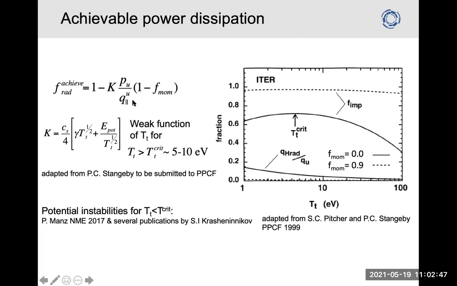And then comes again here this momentum loss factor. You remember we had it before when we said we need to reduce the pressure. So the achievable radiation without any momentum loss would just depend on this relation and this weak function of target temperature, without going into the details of this equation.